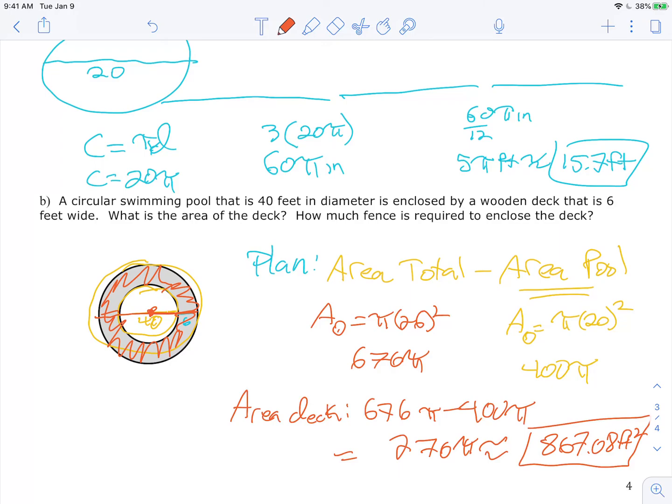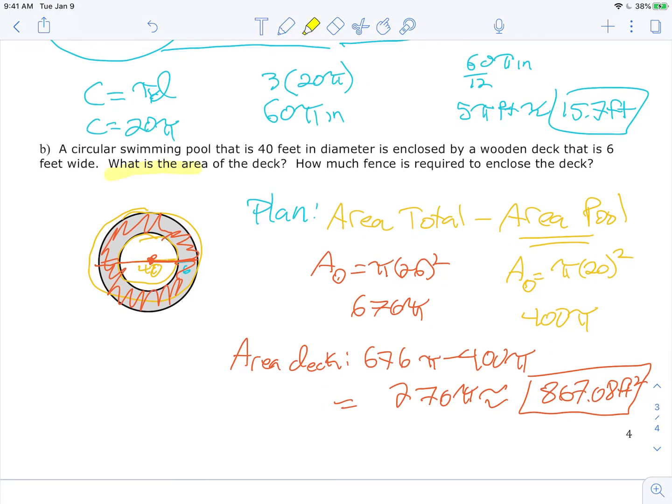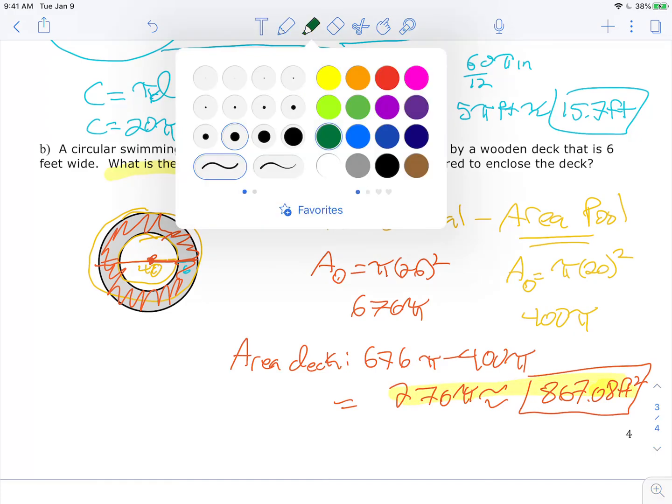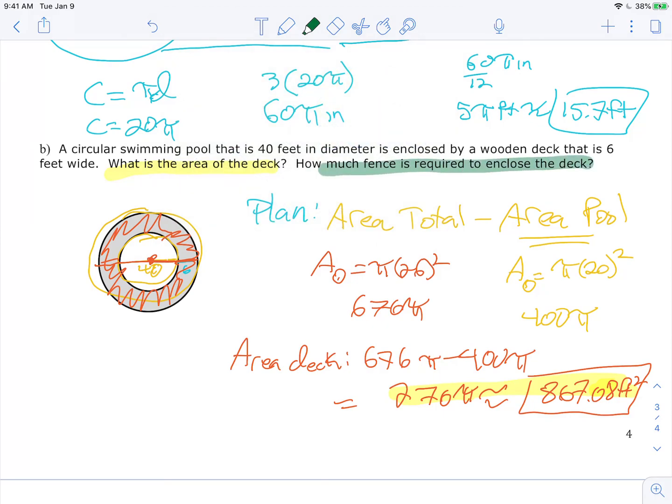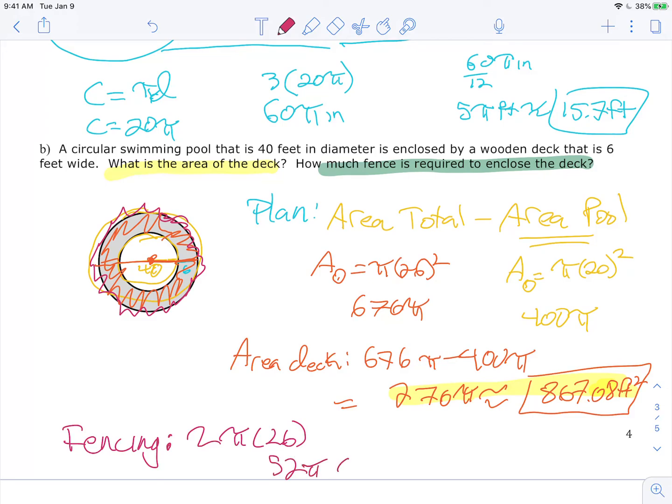Okay. Now, again, we got to make sure we read that we found the area of the deck, and that's what this is. But now it also asks for how much fence is required to enclose the deck. So now we're not going to enclose the deck and the pool. They just basically want this on the outside here. Okay, so we have to use the circumference. So that's just 2 times pi times 26, which is 52 pi, or about 163.36 feet.